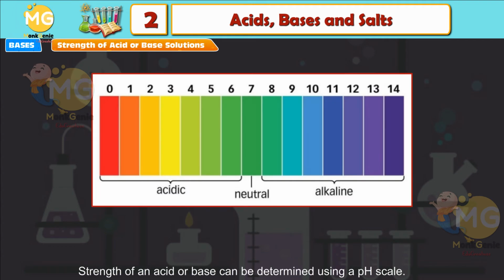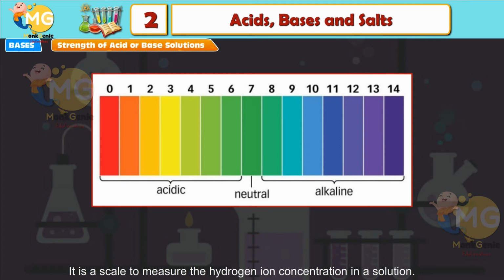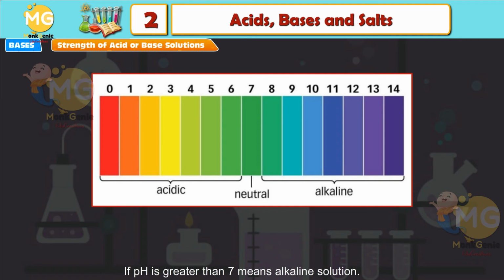Strength of an acid or base can be determined using a pH scale. It is a scale to measure the hydrogen ion concentration in a solution. The P stands for potenz. It is a German word which means power. If pH is equal to 7, the solution is neutral. If pH is greater than 7, it is an alkaline solution. If pH is less than 7, the solution is acidic.